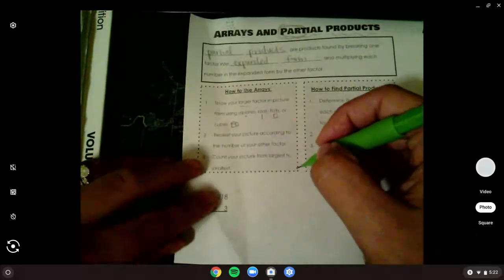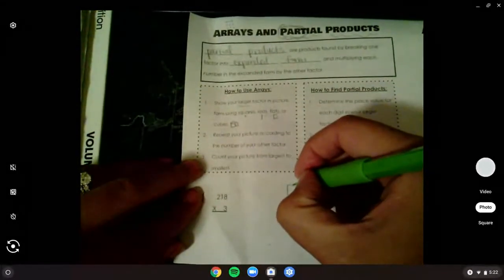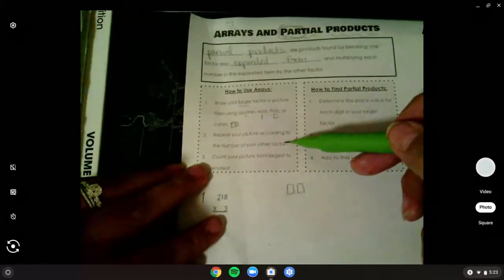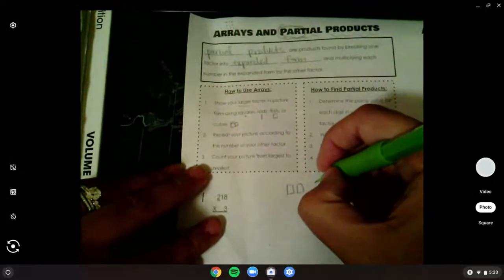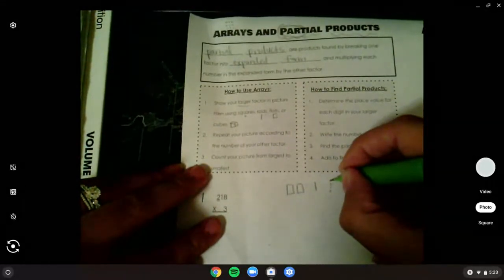So I start with my hundreds spot. This is like my ones, tens, hundreds, and thousands. So I'd start with my flats. Because I have 2 hundreds, I need 2 of those. And I don't want to make my picture super big, because I remember I'm going to have to show it multiple times. So I have 2 hundreds, I have 1 ten, and I have 8 ones.